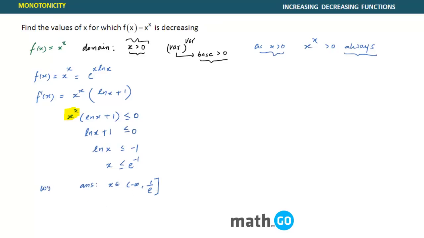Again, this is a wrong answer. Why? Because if you just say this, you will again fetch -1. Why? Because you have to answer in domain. Here domain was x is greater than 0. So your correct answer would be that x should take values from 0 to 1 by e. This is the values of x where the graph is decreasing. And if I have to answer for the increasing part, then x will take values from 1 by e to infinity. This is how you should answer questions like this. Got it?